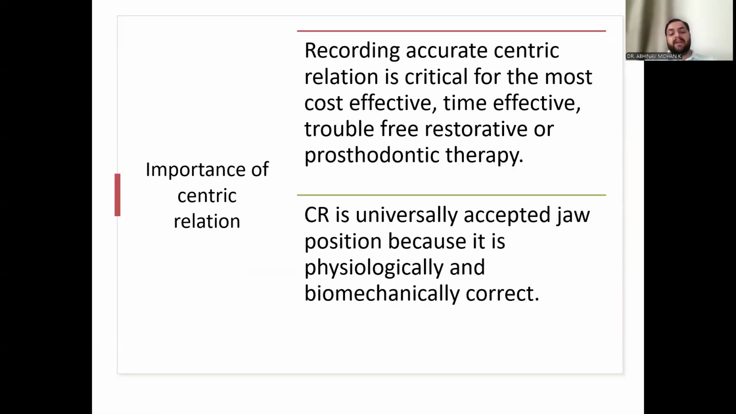Recording an accurate centric relation is the most important step for prosthodontic rehabilitation. For cost-effective, time-effective, trouble-free restorative and prosthodontic therapy to happen, you need a proper record of your centric relation. Centric relation is now considered a universally acceptable jaw position because it is more physiologic and biomechanically correct. We don't emphasize the term unstrained position.